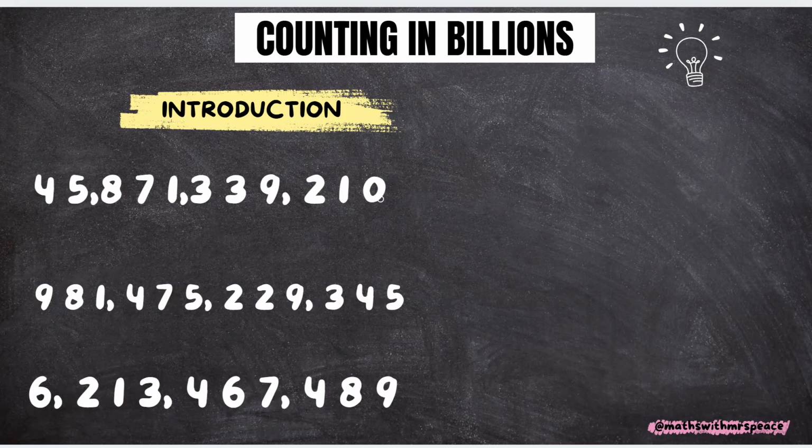The place value of 0 in this number will be units. The place value of 1 is tens. The place value of 2 is hundred. The place value of 9 is thousands. The place value of 3 is 10,000. The place value of 3 here is 100,000.